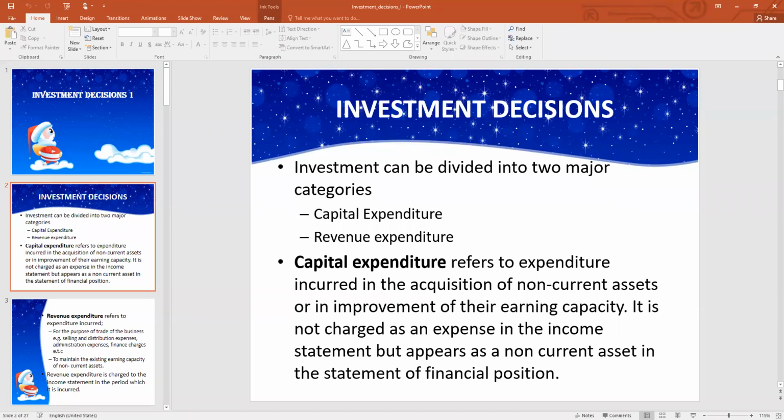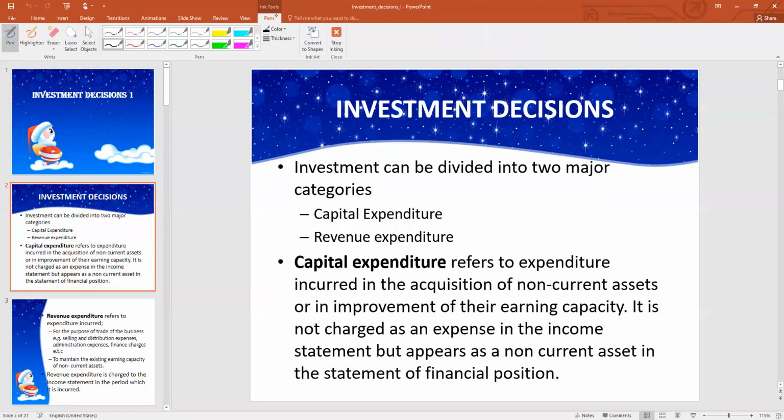And of course, as I mentioned, this is what we're going to be appraising. The appraisal applies to the capital expenditures. So all capital expenditures need to be appraised. You need to do the evaluation as to whether they are to be incurred or not.